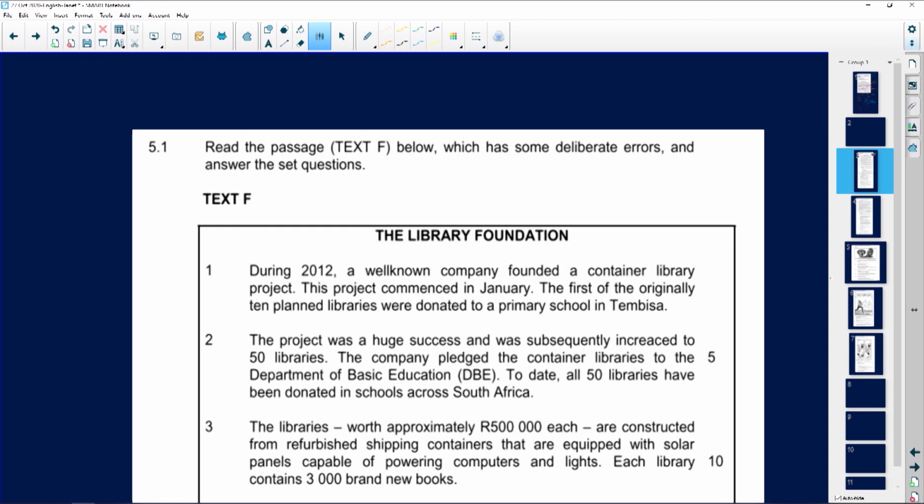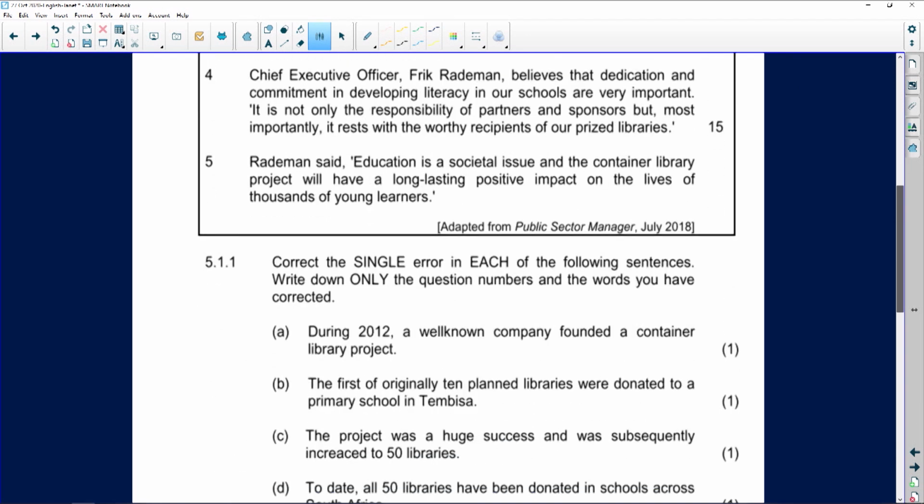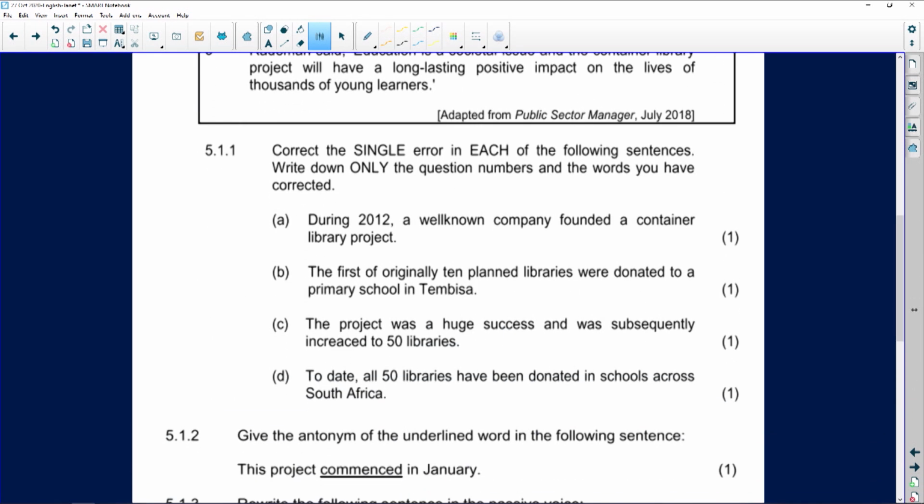Let's move on to our next question. It's a language question from a past paper, so let's just have a look at it. Let's go to the questions. Correct the single error. So you know in FAL, this will always be your first question.